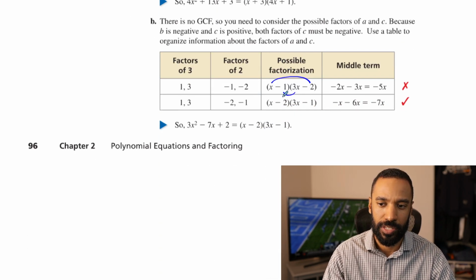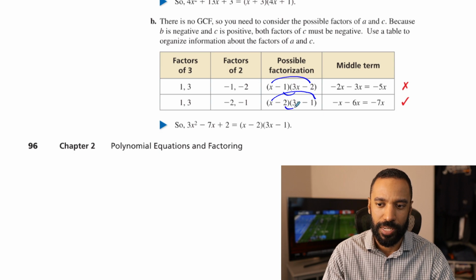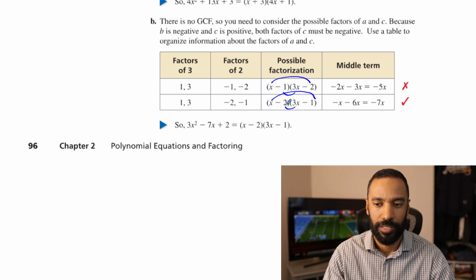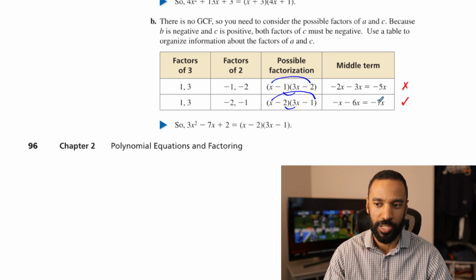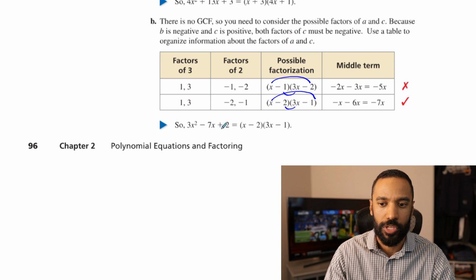What we need to do is negative 1 times negative 6. Negative 2 times 3 is negative 6x. x times negative 1 is negative 1x. And negative 1 minus 6 is negative 7. We get that right there. So this is what it factors to.